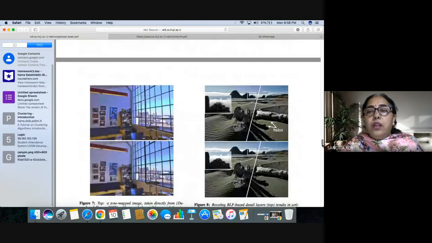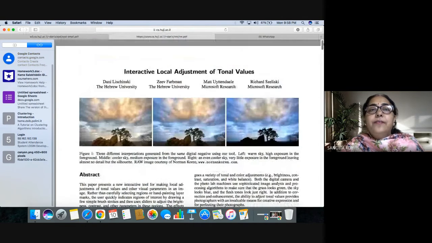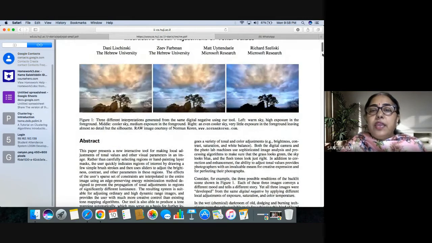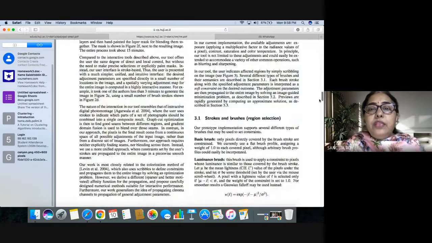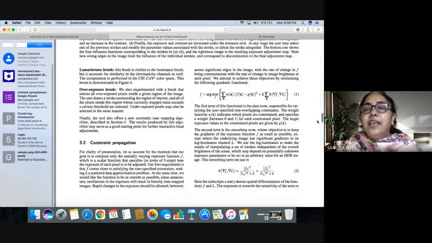Now we will look at another paper that discusses these parameters in more detail, that is Interactive Local Adjustment of Tonal Values. Here the values of alpha and lambda are discussed in detail. See in equation 1, there is a value of lambda, the same value of lambda. So what is shown over there, we will discuss.